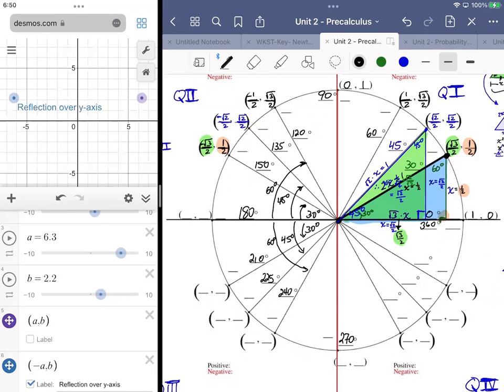Same idea in the fourth quadrant, going backwards though, 30, 45, and 60, but dialing it back from 360. So 330, 315, and 300. And so all those angles, they just happen really quickly.